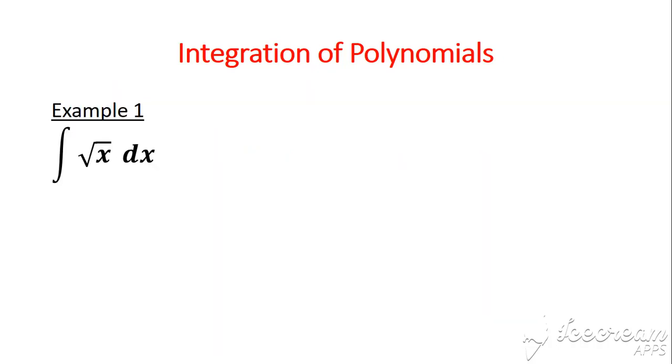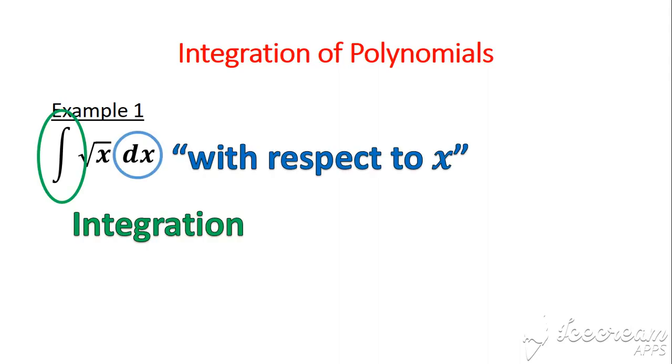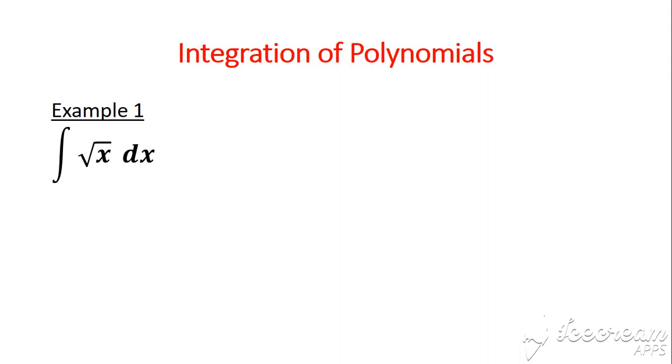All right, let's get into example 1. Remember, this symbol here is the integration or anti-differentiation symbol, and the dx means with respect to the variable x. All right, so we're going to integrate the square root of x with respect to x.